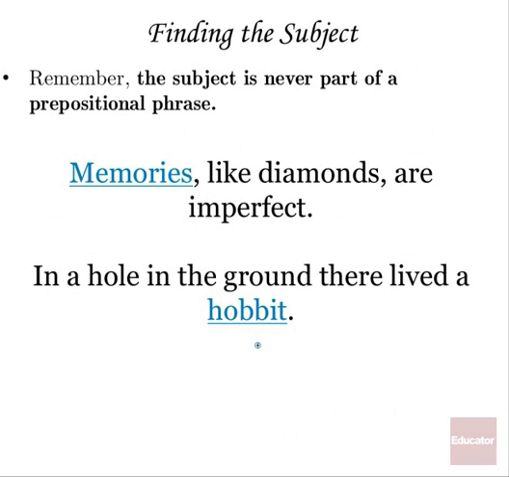Let's look at memories like diamonds. Memories like diamonds, prepositional phrase, are imperfect. Diamonds is never going to be the subject of this sentence because it's in a prepositional phrase. And we have again, in a hole, in the ground, prepositional phrases, there lived a hobbit.